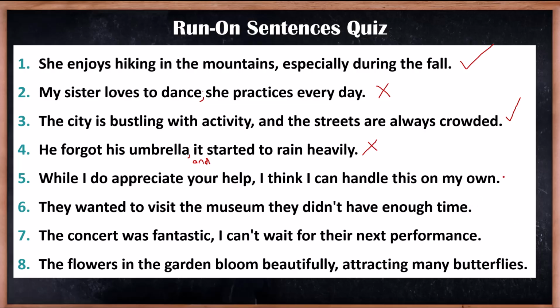Number 5 is correct. This is not a run-on sentence. While I do appreciate your help, comma, I think I can handle this on my own. We have a dependent clause followed by a comma, followed by an independent clause. And a comma is not strong enough to connect 2 independent clauses. However, it can connect a dependent clause when it comes before an independent clause. I have more videos on this as well.